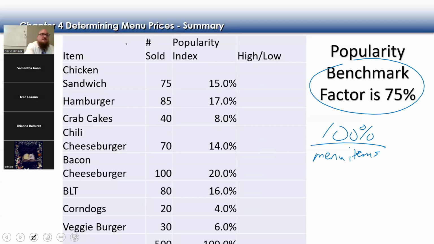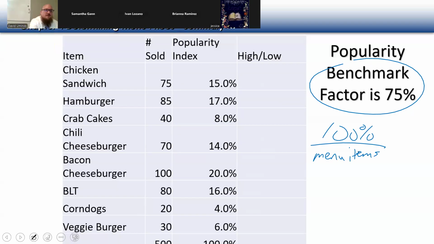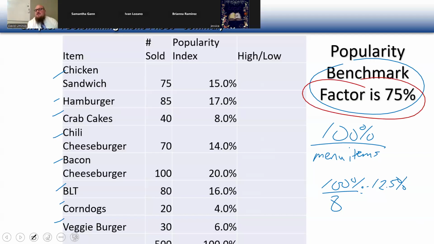So in this case, how many menu items do we have? We have 8. So 100% divided by 8 gives me what? 12.5%. So 12.5% is the average percentage. Should we all agree? We take 100, divide by 8, the average is 12.5. But what our popularity benchmark says is we want to do 75% of the average.